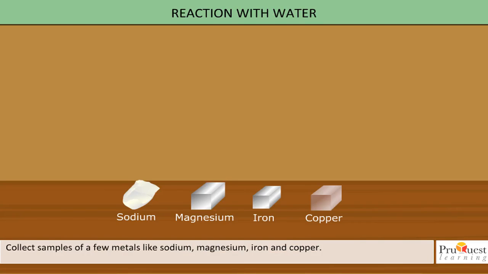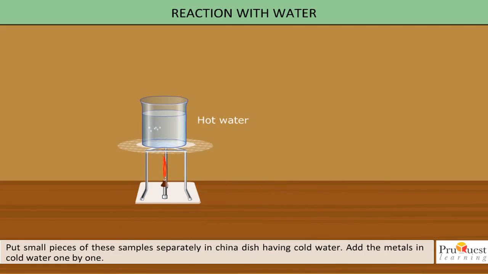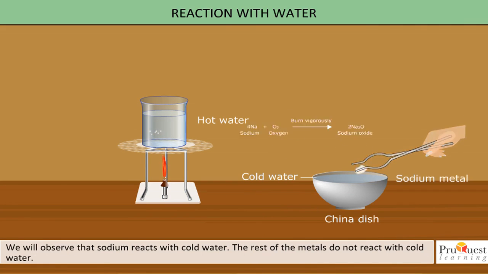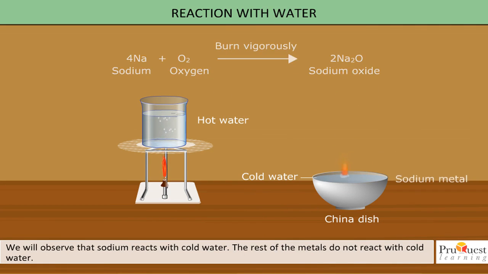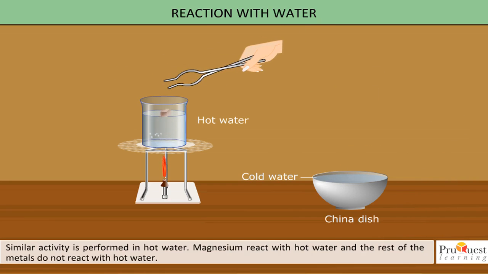Collect samples of a few metals like sodium, magnesium, iron, and copper. Put small pieces of these samples separately in a china dish having cold water. Add the metals in cold water one by one. We will observe that sodium reacts with cold water. The rest of the metals do not react with cold water. A similar activity is performed in hot water. Magnesium reacts with hot water, and the rest of the metals do not react with hot water.